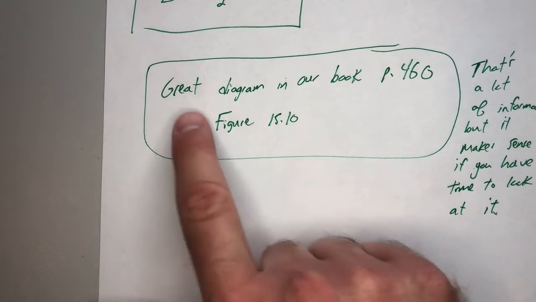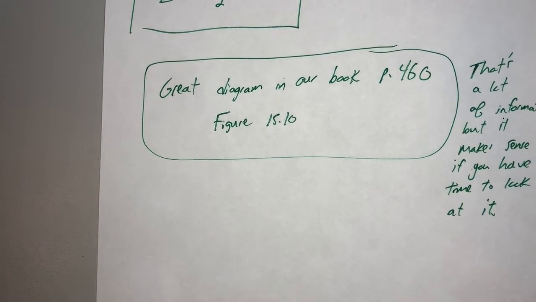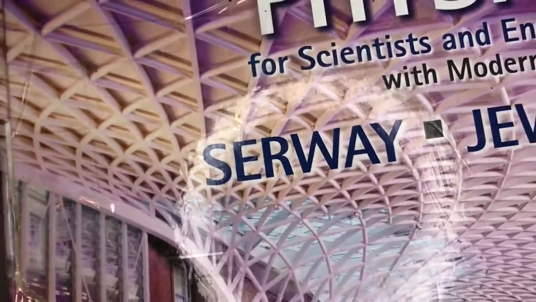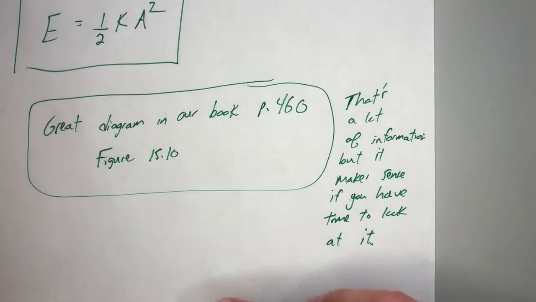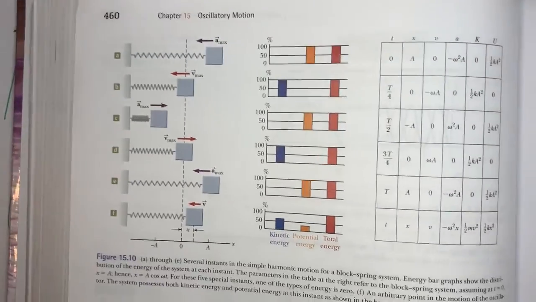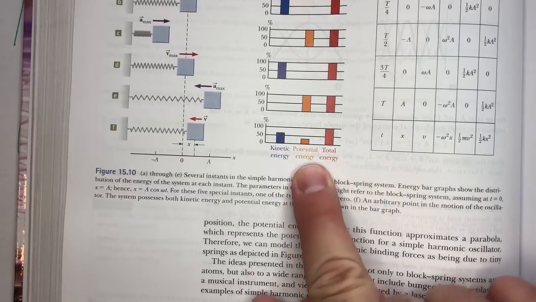So there's a great diagram in our physics textbook, the survey book, page 460, figure 15.10. It's a lot of information, but if you want to check it out, it's actually kind of cool. Okay, I can show it to you right here. Our physics textbook, page 460. Kind of neat, right? This is all things we talked about. So you have a mass on a spring. It shows kinetic in blue, total energy in red, potential in orange.